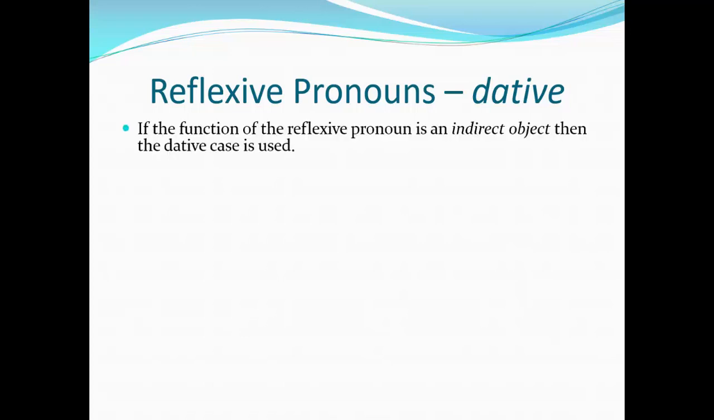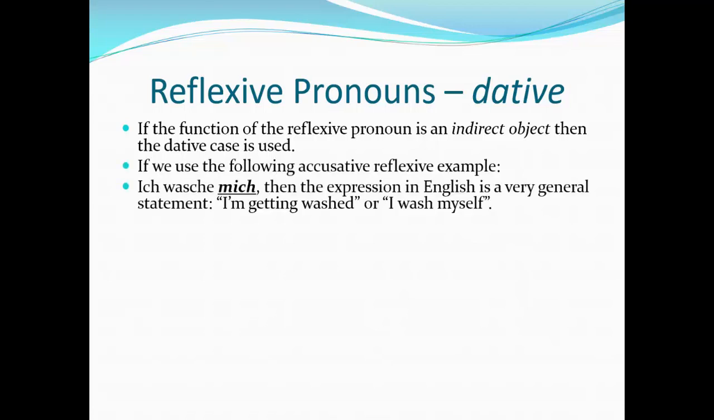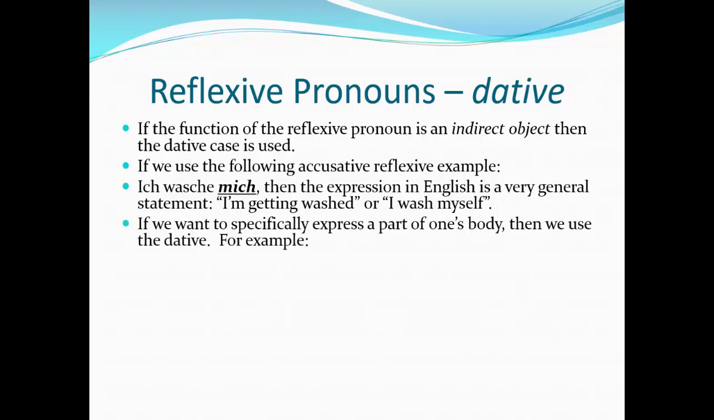So when the reflexive pronoun is an indirect object, then it's going to be the dative case. If you recall, the dative case, not specifically talking about reflexive pronouns, but the dative case is the indirect object, right? The person for whom or to whom an action is received. So starting first with an accusative example, for instance, ich wasche mich, right? I'm washing myself, I'm getting washed. That's just a general statement, right?